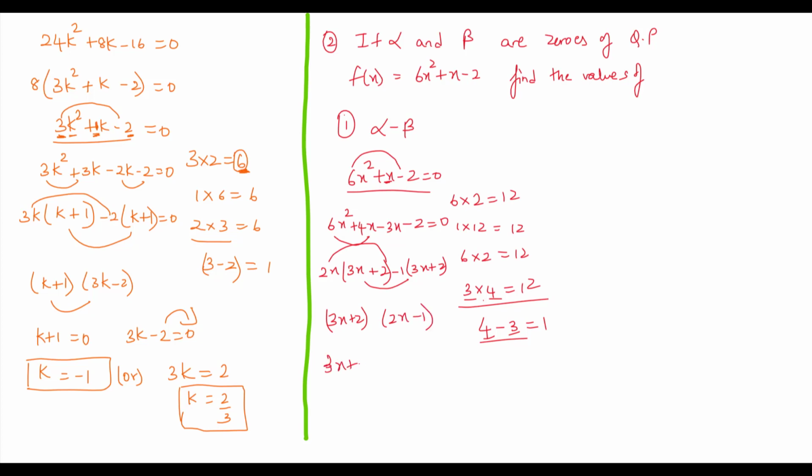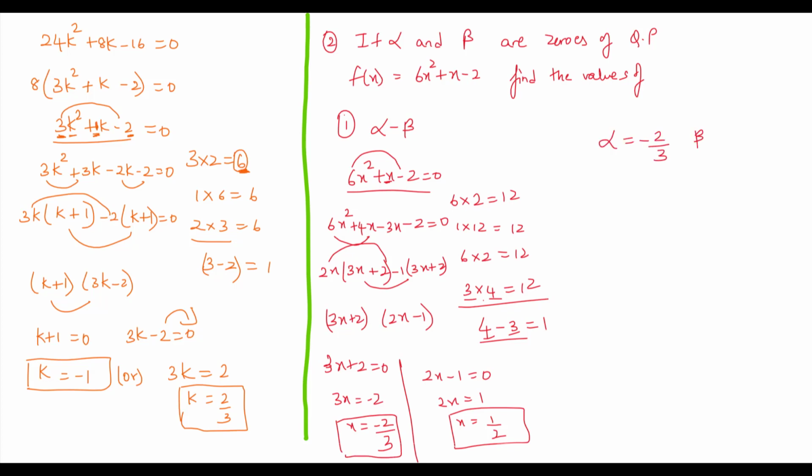3x plus 2 should be equated to 0, 3x is equal to minus 2 and x is equal to minus 2 by 3. Whereas 2x minus 1, if it is equated to 0, 2x is equal to 1, x is equal to 1 by 2. These are the two zeros, that is alpha equal to minus 2 by 3, beta is equal to 1 by 2. Now we have to find alpha minus beta, you will get minus 2 by 3 minus 1 by 2. This is our alpha minus beta.